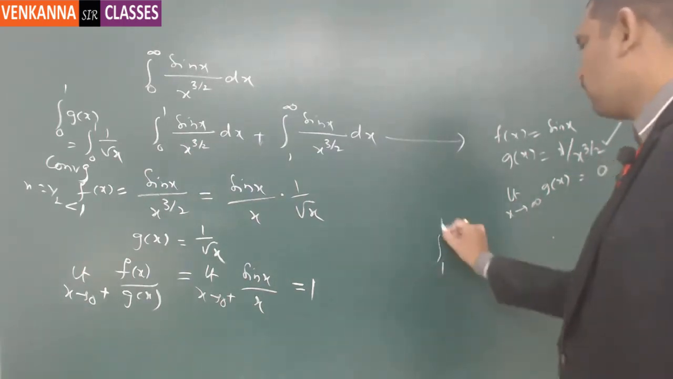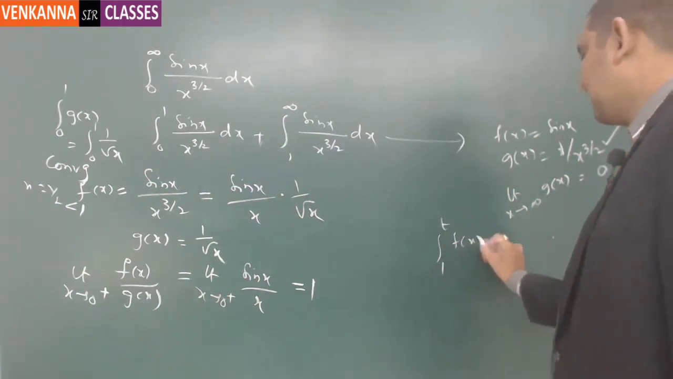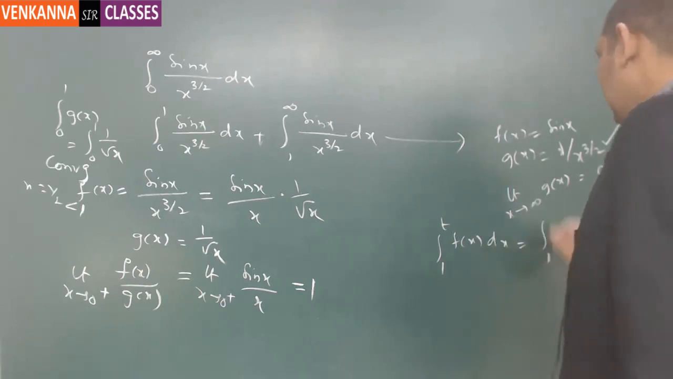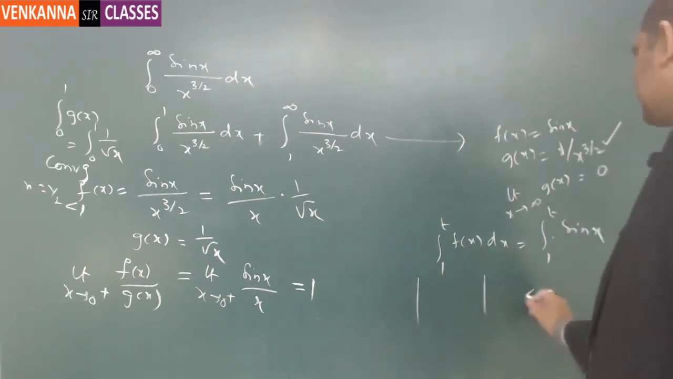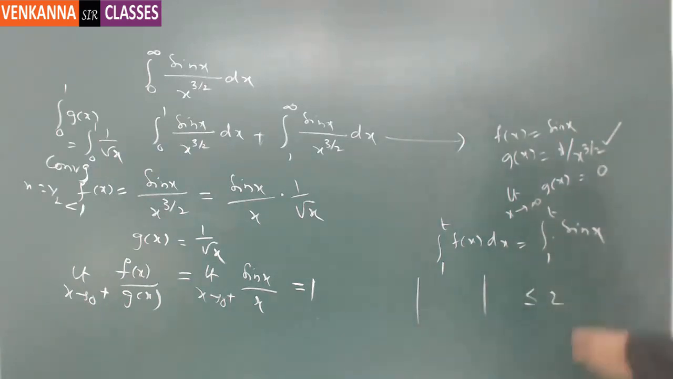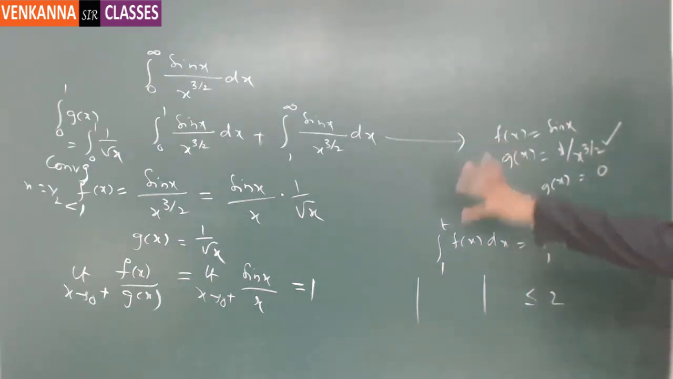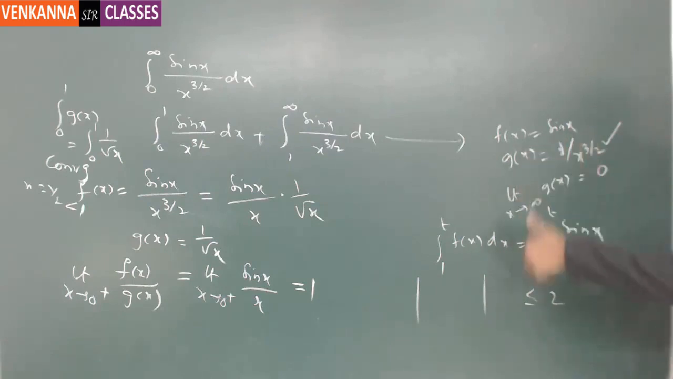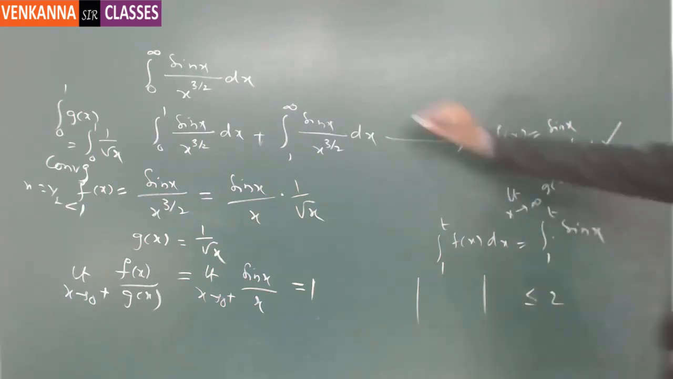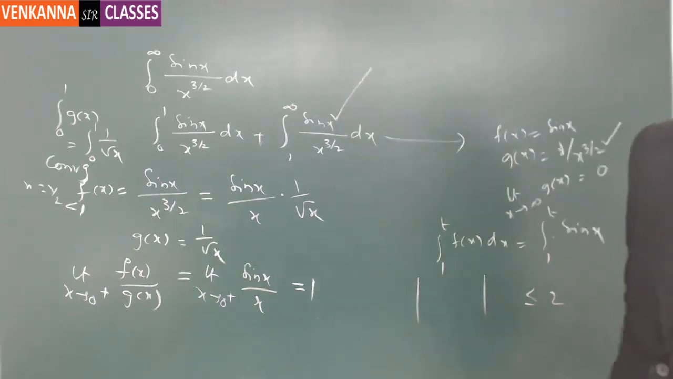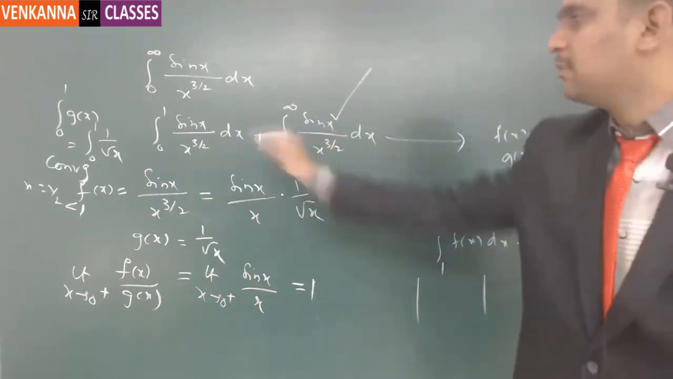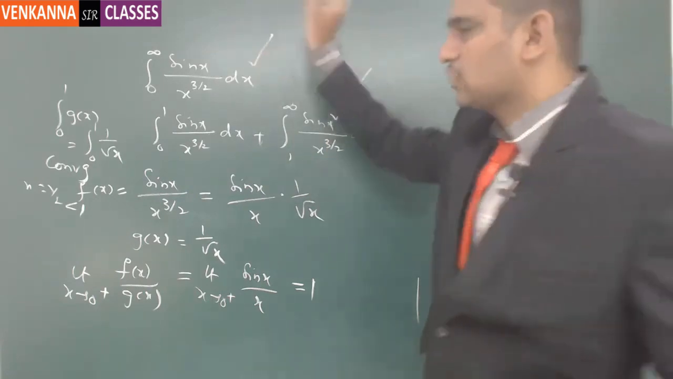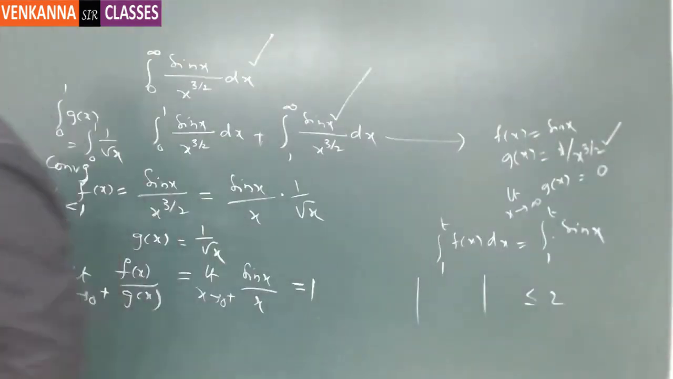If you consider the integral from 1 to t of f of x dx, it is nothing but the integral from 1 to t of sin x dx. As usual, if you consider the modulus, it is less than or equal to 2. As per the previous problem, we just do the same part here. So f and g both satisfy the criteria of Dirichlet test. Hence, this integral is convergent by Dirichlet test. Since both are convergent, the given integral is also convergent. So please take a note of it.